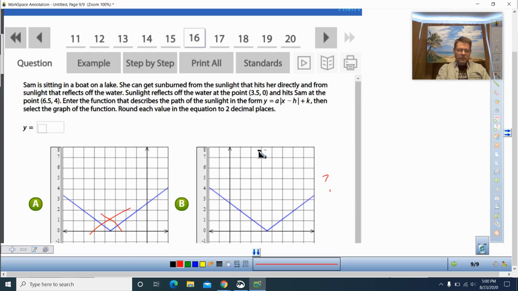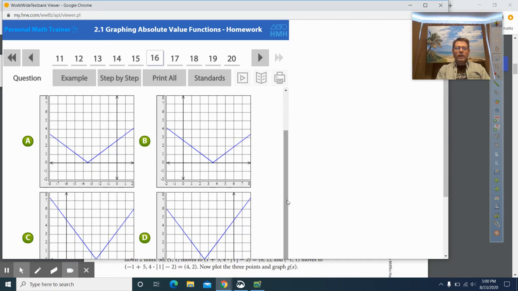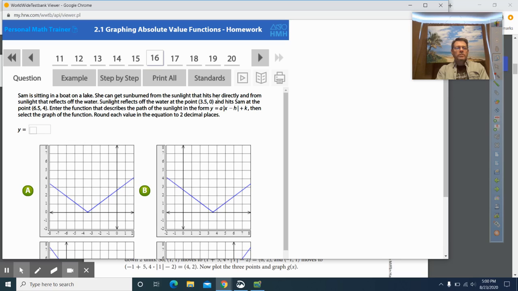Okay, and I'm going to come back down here. So B is possible, and so is C. So B and C are both possible, according to that vertex. Now it says it hits Sam at the point 6.5 comma 4. Okay, and it says round to decimal places.